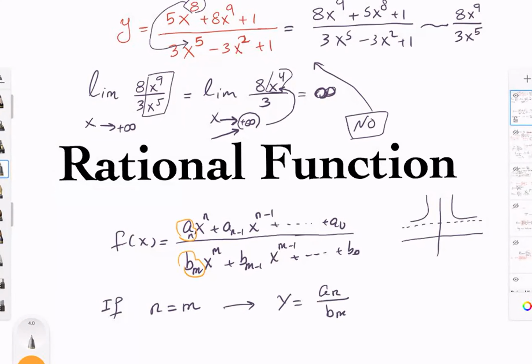No. Okay. If n is more than m plus 1, like in this example where n is more than the denominator degree, then there is no horizontal asymptote. All right. If n is less than m, then the horizontal asymptote is y equals 0. So this makes it very simple.